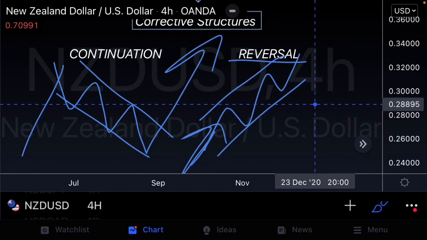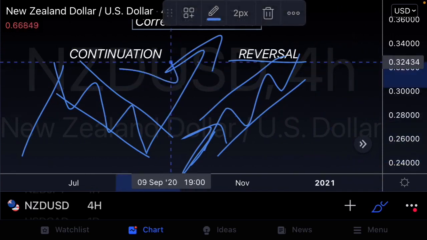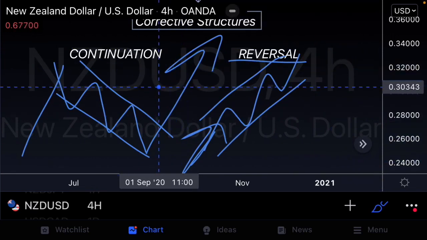But nonetheless, these ascending structures normally break to the downside and these descending structures normally break to the upside. So these are both continuation and reversal structures. Nonetheless, they both fall under these corrective structures. So what information are these continuation or reversal structures giving us when we're talking about these ascending and descending structures? These structures are showing us momentum divergence.